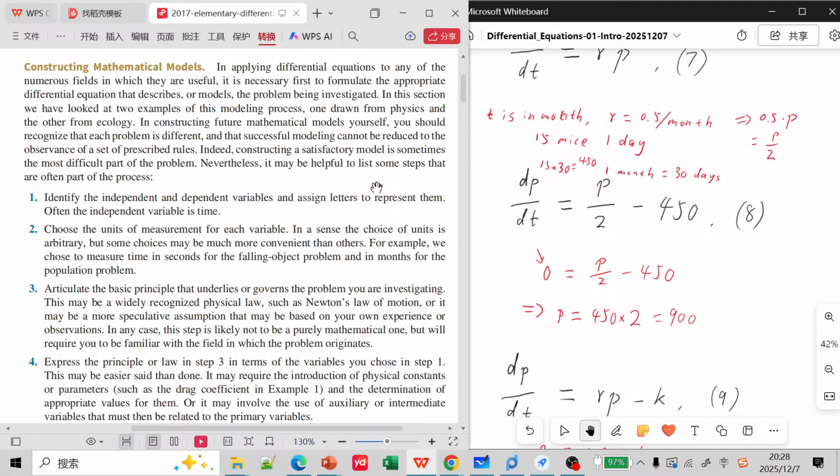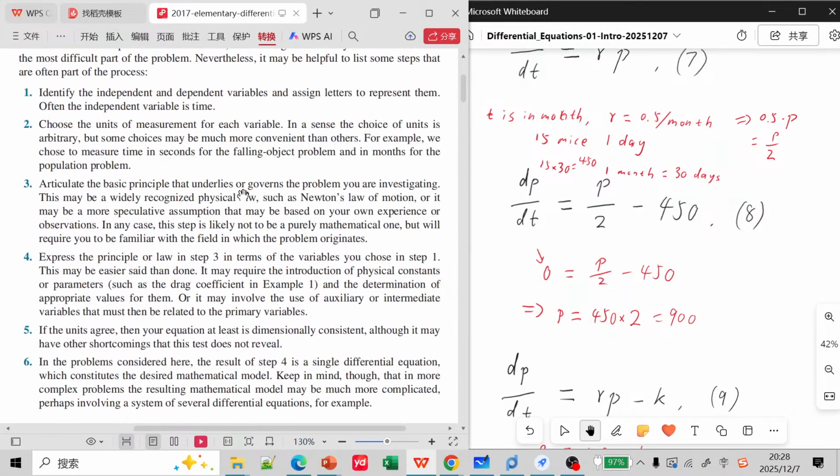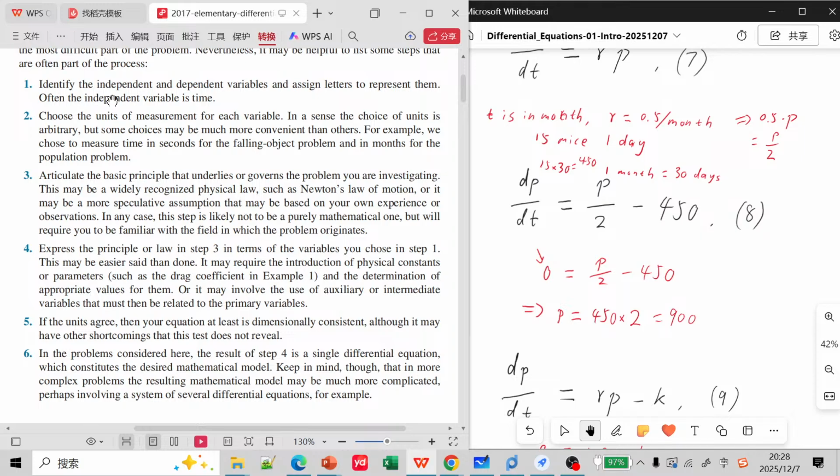Nevertheless, it may be helpful to list some steps that are often part of the process. 1. Identify the independent and dependent variables and assign letters to represent them. Often the independent variable is time, or t. 2. Choose the units of measurement for each variable. In a sense, the choice of units is arbitrary, but some choices may be much more convenient than others. For example, we chose to measure time in seconds for the falling object problem and in months for the population problem.